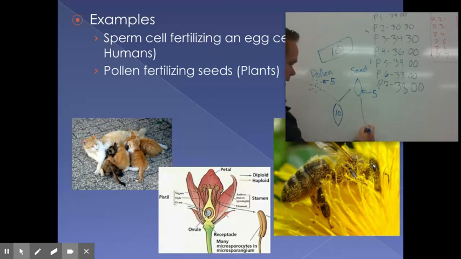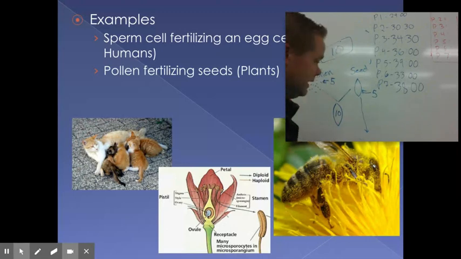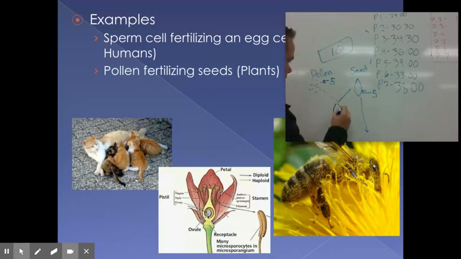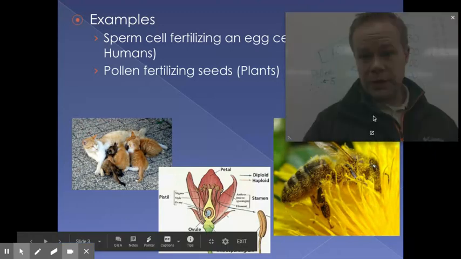If this seed that never received pollen hits the dirt, will it grow into a plant? It can't. It never was fertilized. It never received pollen. It doesn't have all the DNA it needs. So once it receives the pollen, it can grow. So those are examples of sexual reproduction.